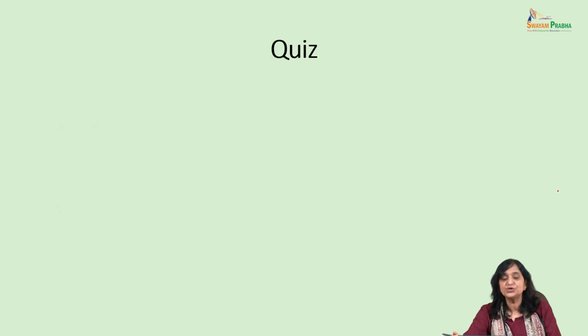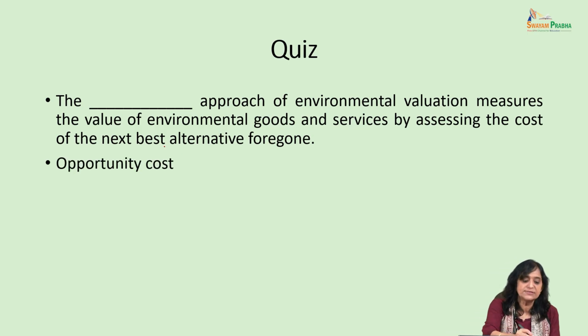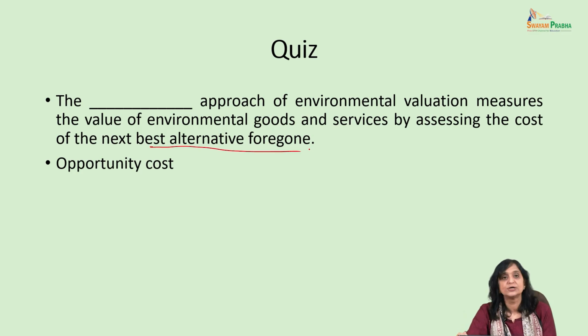Now, before finishing this lecture, we'll do a small quiz to recap it. This is a fill in the blank. I've left a blank for this. You have to give me what is the name of this approach of environmental valuation, which measures the value of environmental goods and services by assessing the cost of next best alternative foregone. So, which market cost-based approach is used to value the environment by estimating the cost of the next best alternative foregone? So, the answer is opportunity cost, because next best alternative comes in opportunity cost.